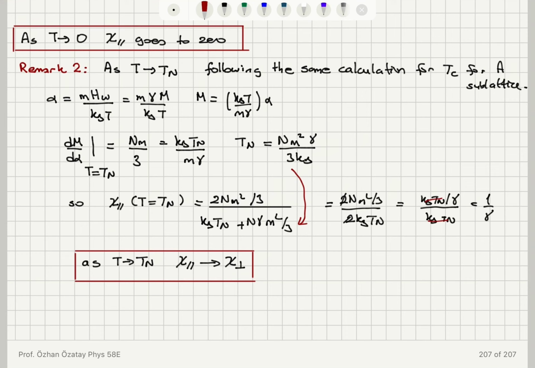At the Néel temperature, the slope of alpha equals mH over kBT gives us, with the molecular field equal to gamma M, M is equal to kBT over m gamma times alpha. So the molecular field theory and the Langevin theory slopes should be the same at the Curie temperature of the A sublattice, which is the Néel temperature of the antiferromagnet. We find that the longitudinal susceptibility at the Néel temperature is 1 over gamma, which is precisely the transverse susceptibility. So as T goes to Tn, the longitudinal susceptibility approaches the transverse susceptibility.